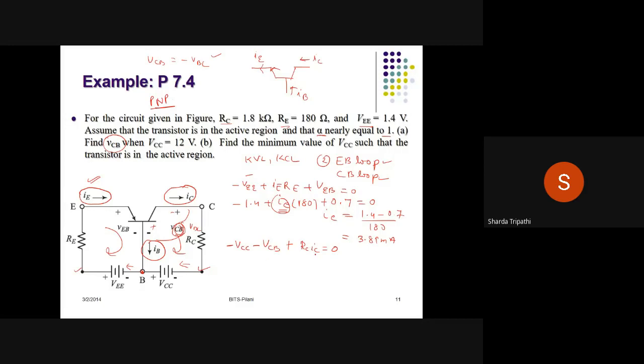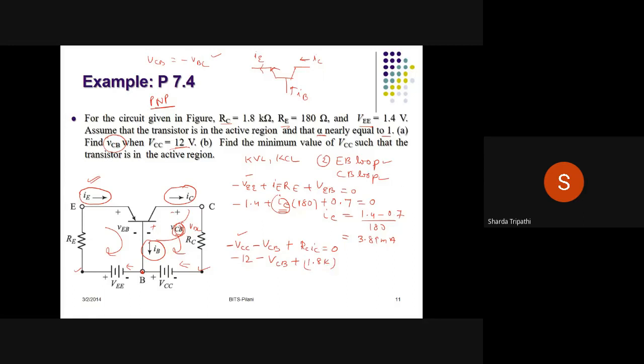So now what is the unknown? What is the known? VCC is given because we need to calculate the parameter at 12. So we'll say that this is equal to minus 12. This is not known. This is actually what I have to find out. Plus RC is given. This is 1.8K and IC.